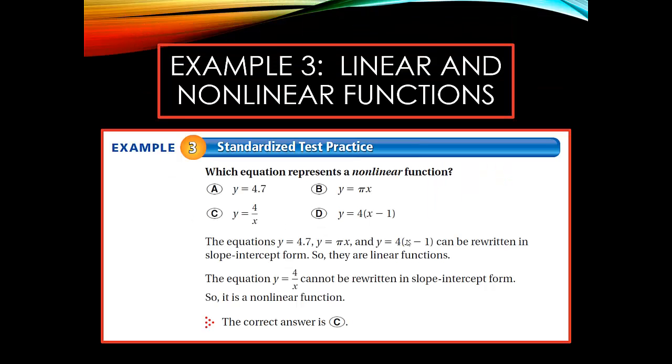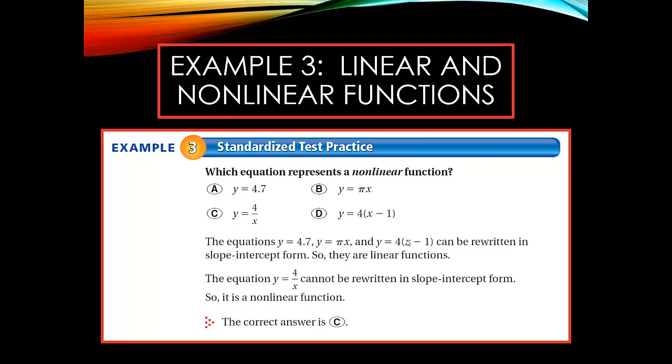Now for our third example, we're looking at linear and nonlinear functions. Which equation represents a nonlinear function? We have A, Y equals 4 7/10. B, Y equals pi times X. C, Y equals 4 over X. And D, Y equals 4 times the quantity X minus 1.